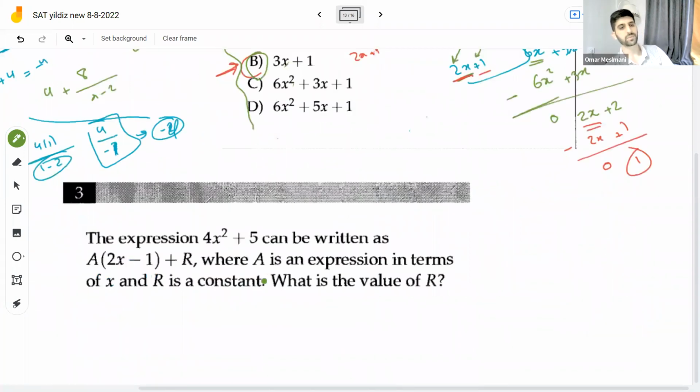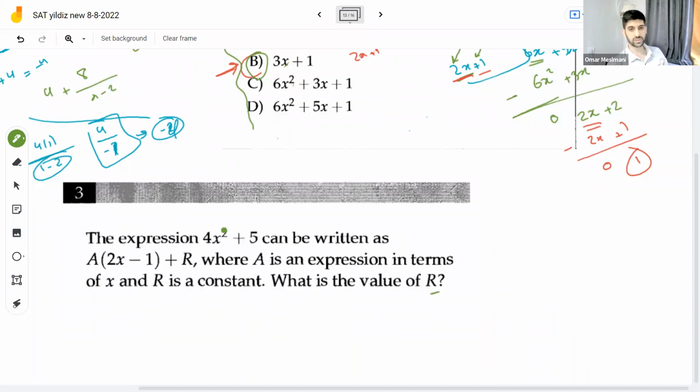Okay, question 3. The expression 4x squared plus 5 can be written in the form a times 2x minus 1 plus r, where a is an expression in terms of x and r is a constant. What is the value of r?